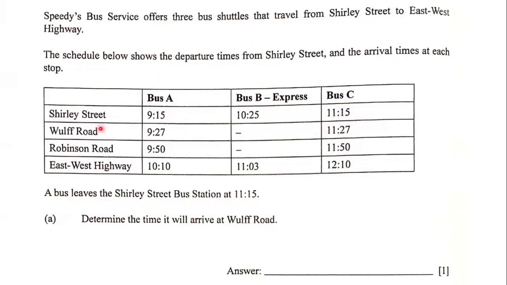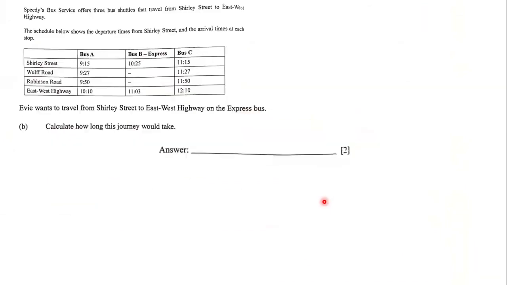Well, it arrived at Wolf Road. So here we have Wolf Road right there. It arrives at Wolf Road at 11:27. And so it leaves Shirley Street at 11:15, but it arrives at Wolf Road, right? It arrives at Wolf Road at 11:27. And so the correct answer here is 11:27.